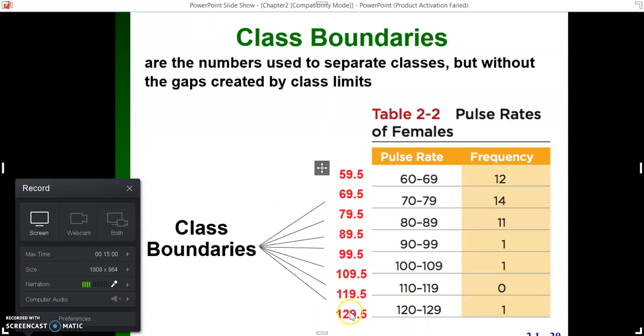So these are the values we call the boundary values. You have to know how to calculate this. This one is the most important part for your histogram.